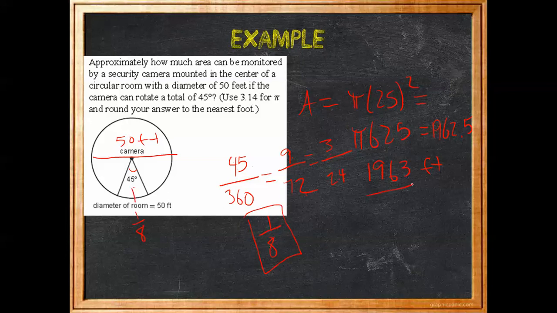All right, so if the whole room is 1,963, if we take 1/8 and multiply that by 1,963, that's the same as 1,963 divided by 8. And that's going to give us 245.375, or 245 feet. So that would be how much area this camera can cover out of this whole room, 245 feet.